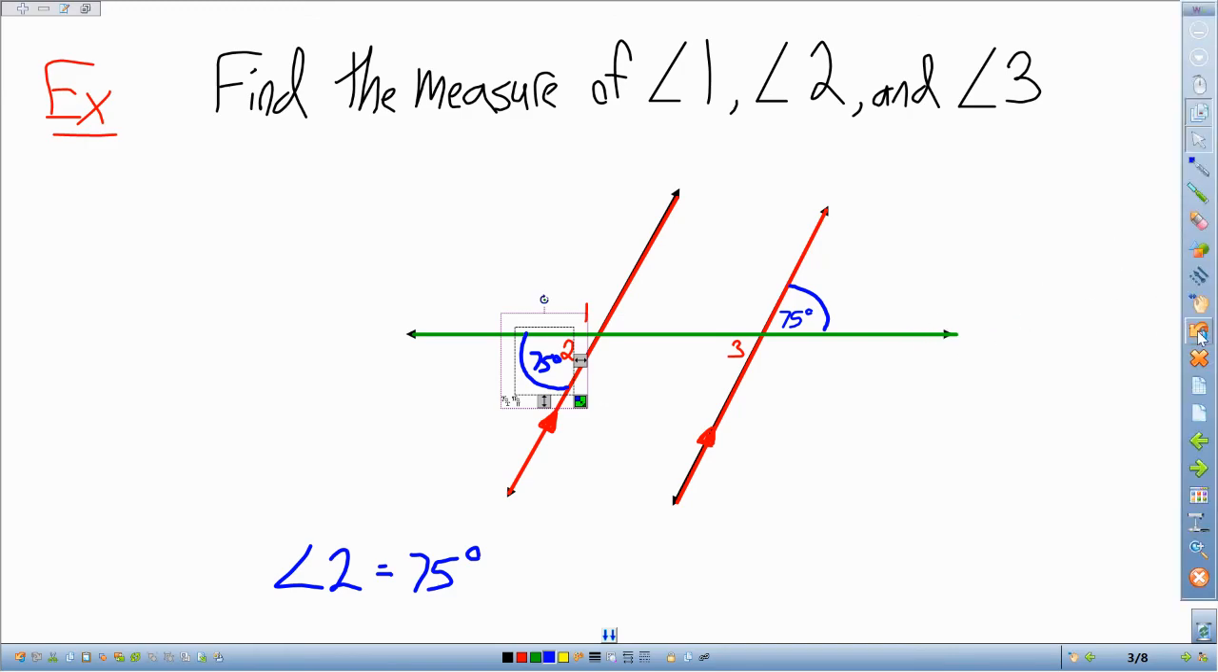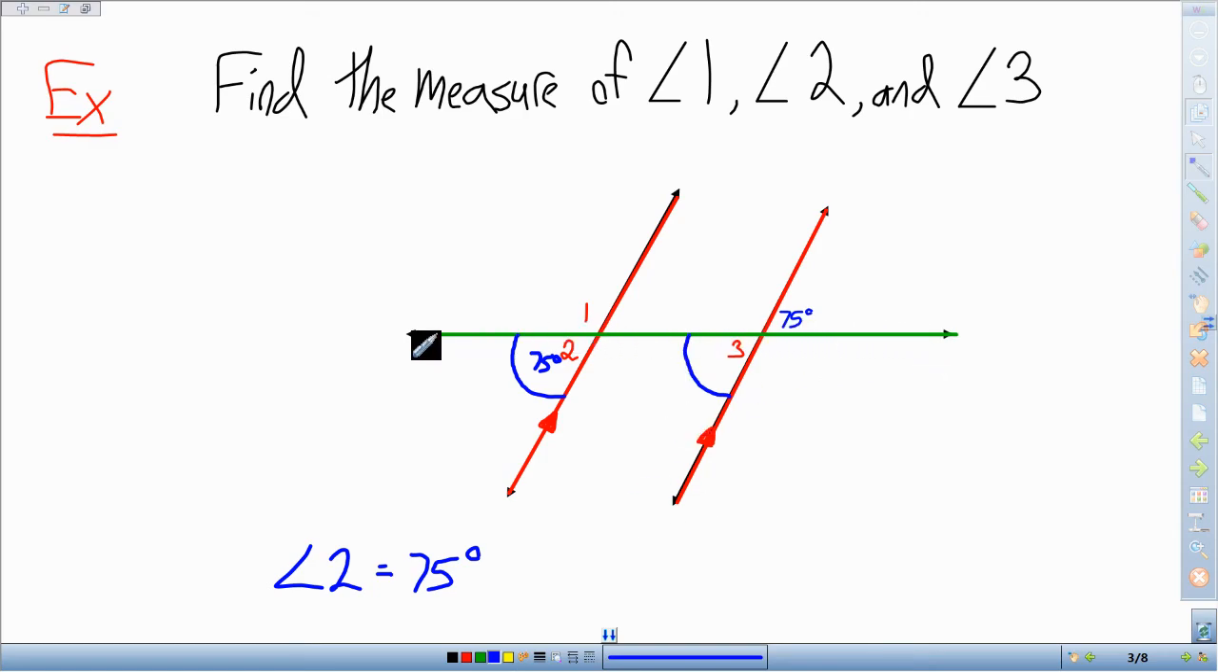I'm going to erase these little arcs. Sorry, let me see. Okay, so here's the next thing I noticed. This angle 2 that we just found, that's 75 degrees. And this angle 3 are corresponding angles.